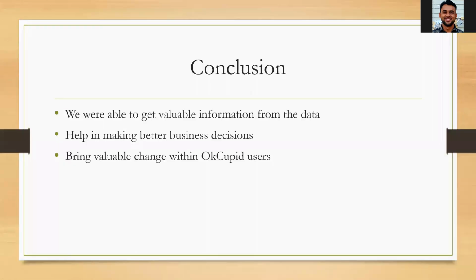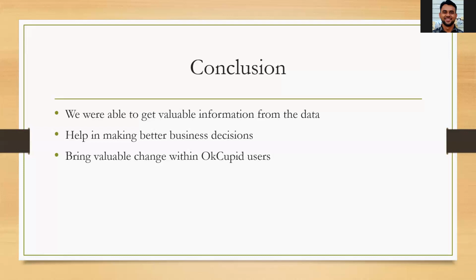So with that, we come to our conclusion. From all the information that was provided to us, the data set, which was huge, we were able to get a lot of valuable information from that data. The first one was that more straight people join OkCupid compared to other sexual orientations. The second thing was the income inequality between males and females. The third was the height distribution, where you see that males are taller than females.